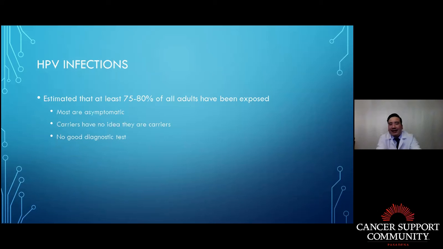It's estimated that at least 75 to 80% of all adults have been exposed. But most of us are asymptomatic. Most carriers have no idea we're carriers. And there's no real good diagnostic test for HPV infections. When they analyze cells in the cervix, sometimes they run DNA markers for HPV 16 and 18 and all that. But there's no real good general screening test for the population.